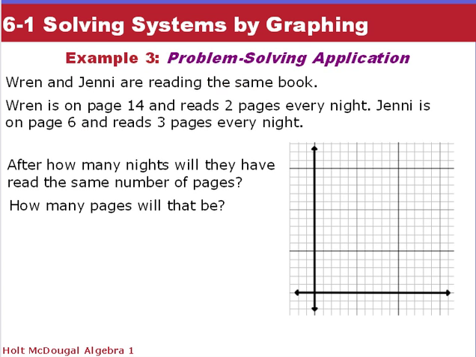Now let's move into a story problem. Wren and Jenni are reading the same book. Wren is on page 14 and reads 2 pages every night. Jenni is on page 6 and reads 3 pages every night. For how many nights will they have read the same number of pages, and how many pages will that be?